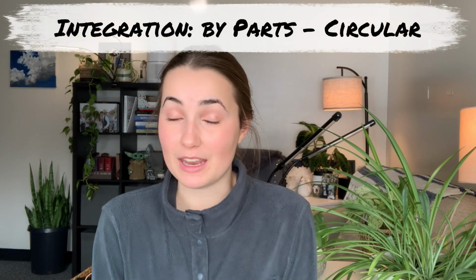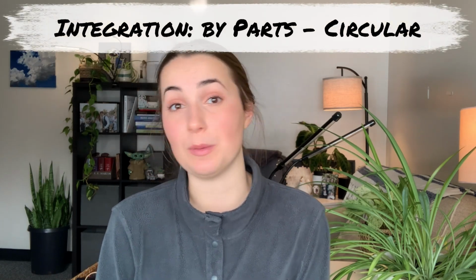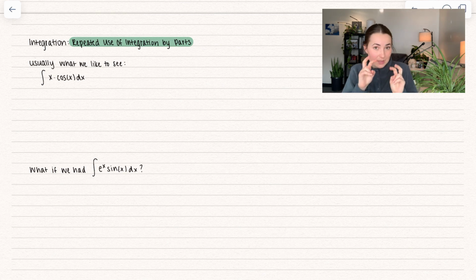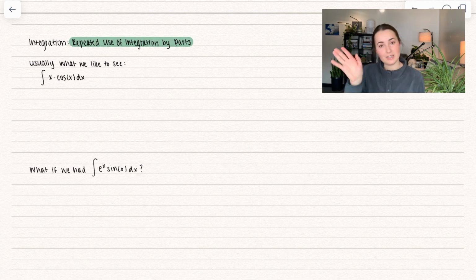Today we're working in our integration series, so we're going to be talking about integration by parts and how we use it repeatedly. So let's go ahead and dive into it. Here we have what we usually like to see with integration by parts. We have x times cosine of x dx. We set u equal to something that disappears, aka when you take the derivative, it will become a constant. And we set dv equal to the leftovers. So let's go ahead and work it through this problem just as a nice introduction.